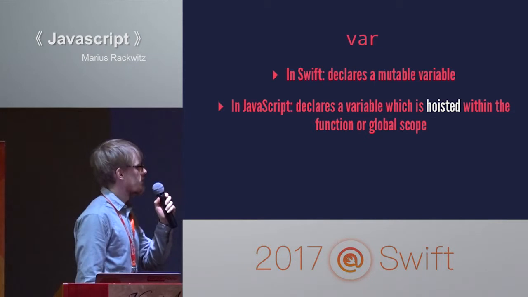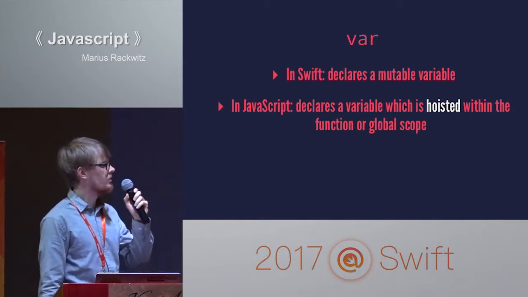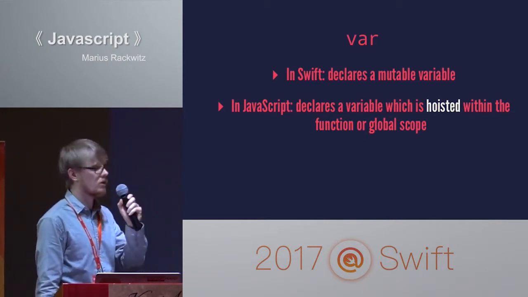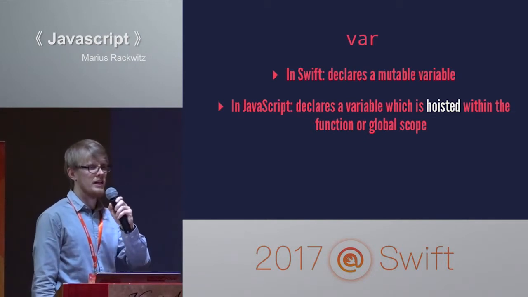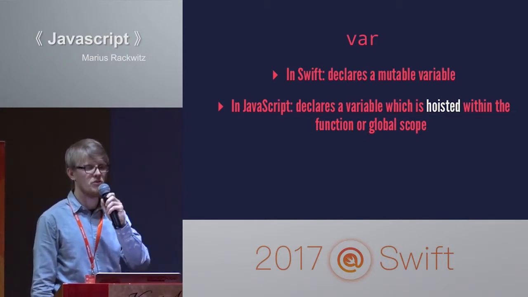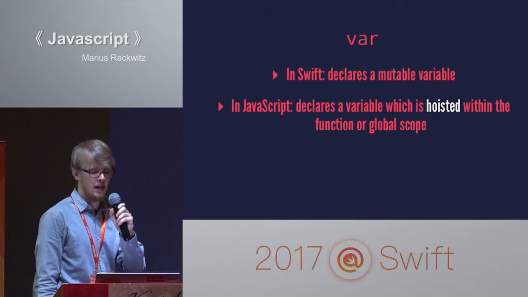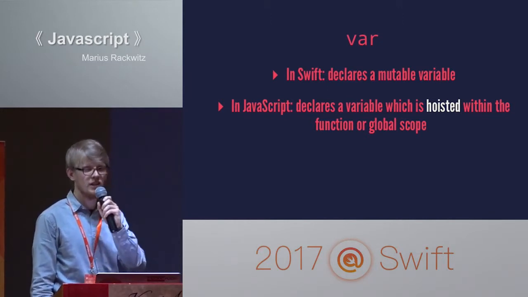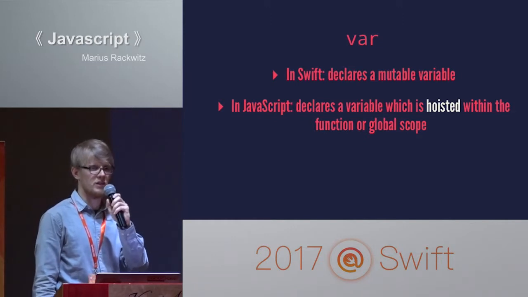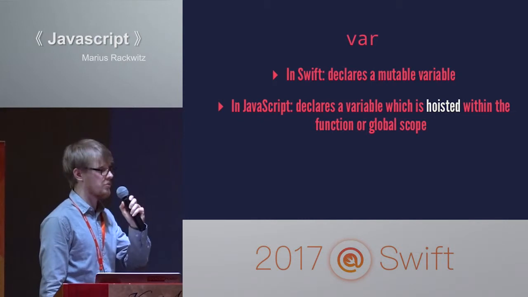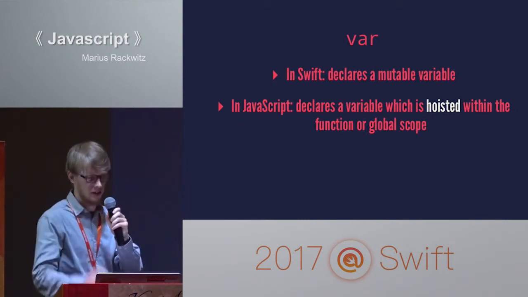In JavaScript, it declares a variable which is hoisted within the function or global scope. That means it is available even before you have declared it. And in addition to that, it's not only available, but you can redeclare it, and it doesn't cause an error when executing the program. That can lead to pretty surprising side effects.